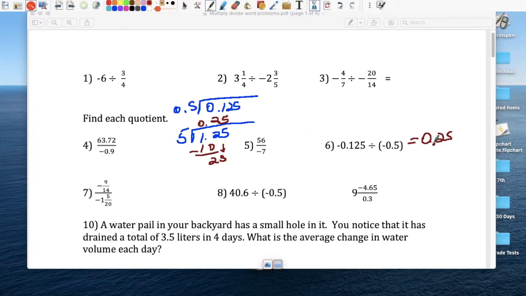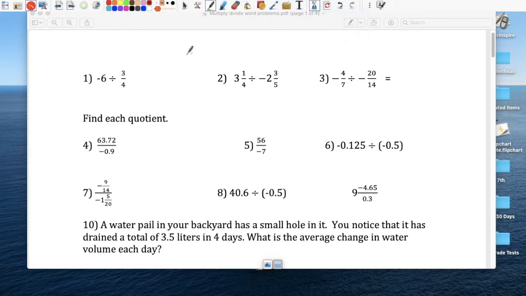0.25 positive. Okay. Now this one is a fraction over a fraction, so remember, sometimes it's easier if you see it like this.